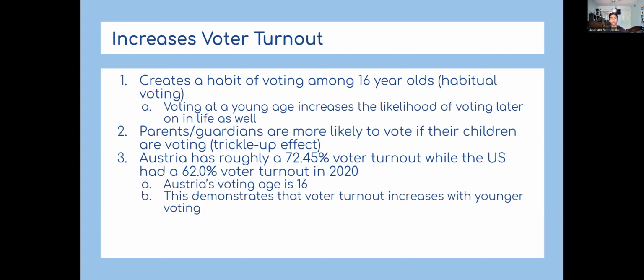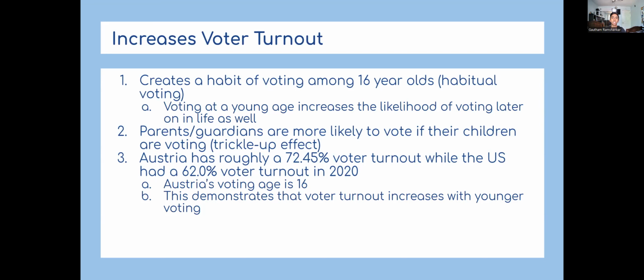Another reasoning point you can bring up is the trickle-up effect, in which 16 and 17-year-olds may vote for whatever leaders they care for in elections, and as a result, their parents or guardians will also start to vote a little bit more, which means that in this way also decreasing the voting age is going to increase voter turnout in the long term.